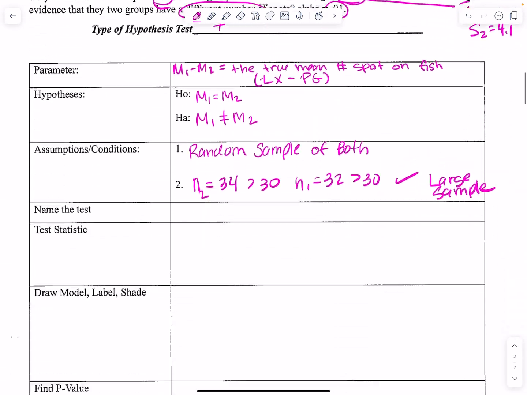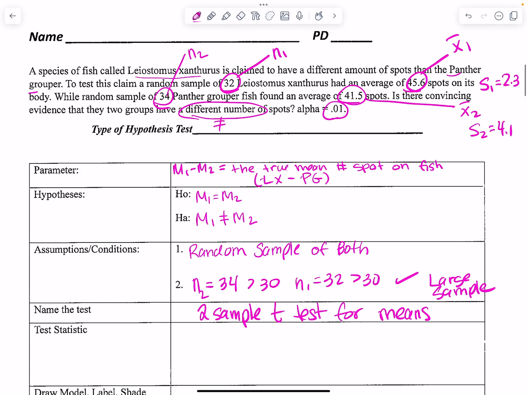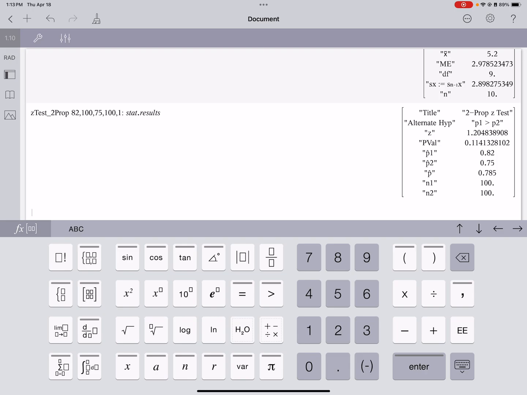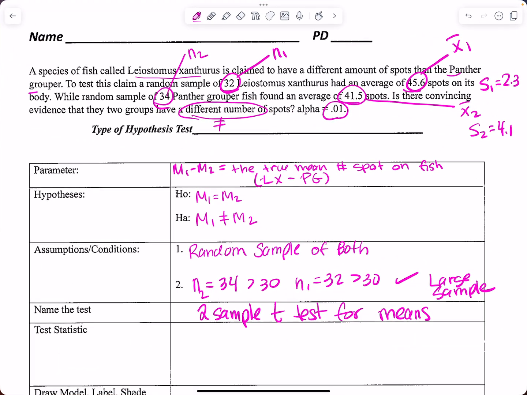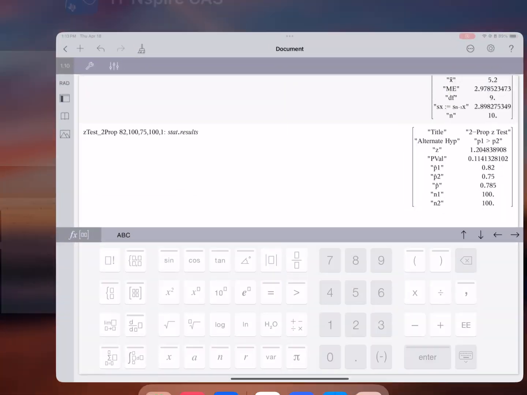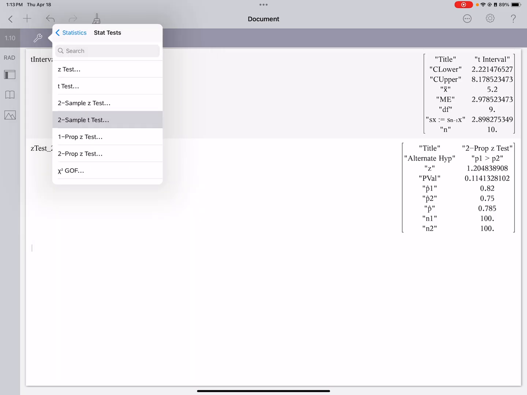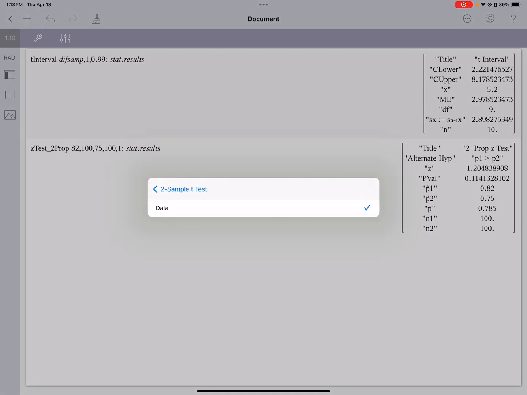Okay, so sorry, back to this one. I just realized what I had done. Okay, so this is going to be a 2-sample t-test for means. My test statistic, we're going to go ahead and put my data in and get a test statistic. So let's go ahead and do that. To get that, you're going to go to menu, stat, test, and it's a 2-sample t-test. Okay, so menu, stat, test, 2-sample t-test.